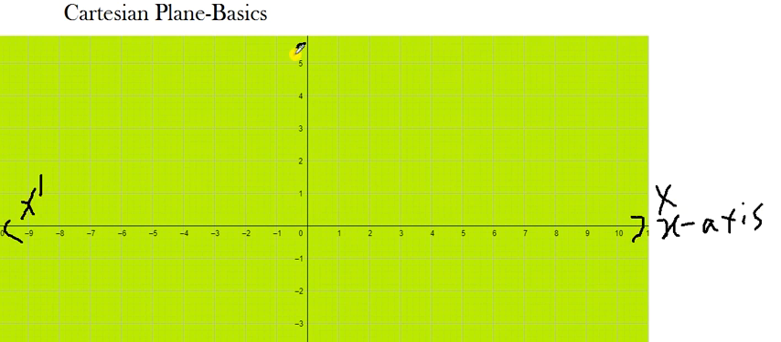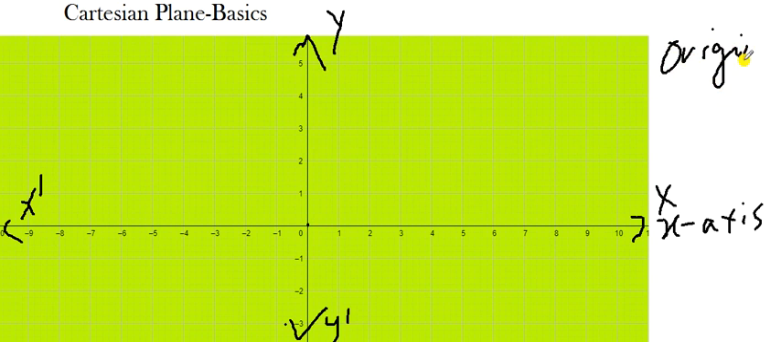Similarly, the vertical line is the y-axis. Negative y is denoted like this. And the point where both the x and y axis meet is called the origin. O is the origin. It's usually denoted by the capital letter O.